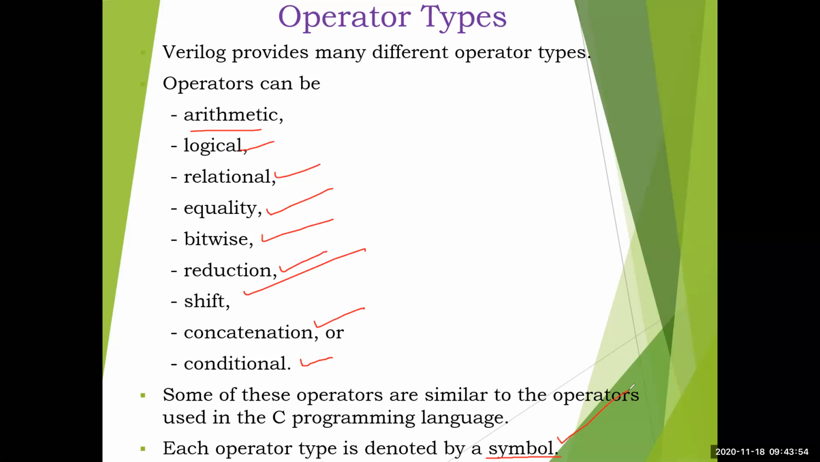Because if you have to write a data flow model, you need to convert the boolean expression into a Verilog expression. For that you require the symbol. Knowing which operator uses which symbol is essential. In today's video we'll cover arithmetic, logical, relational and equality operators. These are very simple, we have gone through them in C programming also. We'll go through them with respect to Verilog HDL, and the remaining ones we'll take up in the next video.